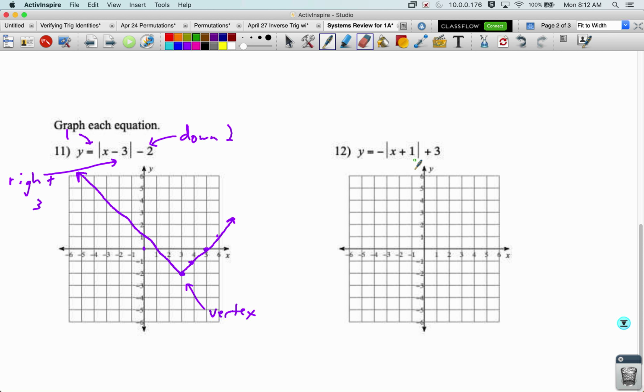All right, let's try it one more time. So that is going to move us left 1. And this will move us up 3. So left 1, up 3. Here's our new vertex. This negative means there's a -1 in front. So our slope going to the right is -1. And then we just have to make it symmetrical. All right, and there's our vertex right there.